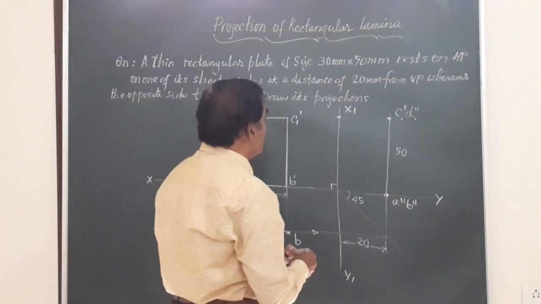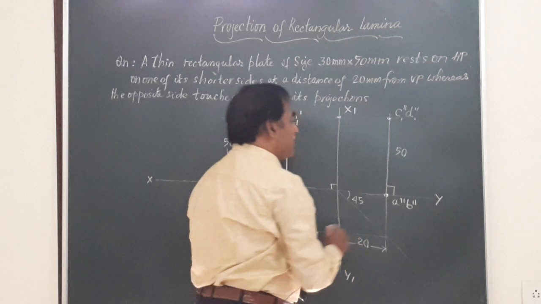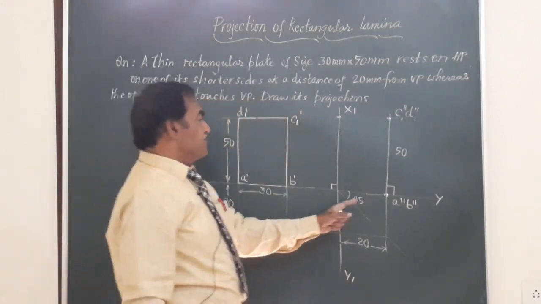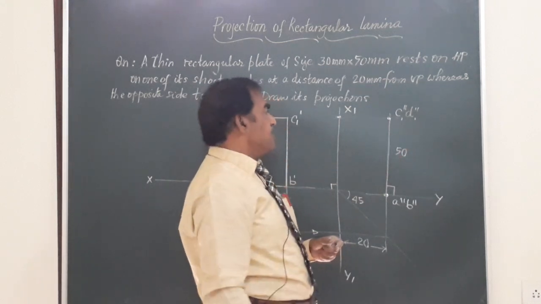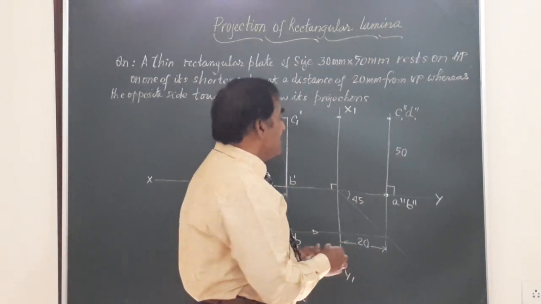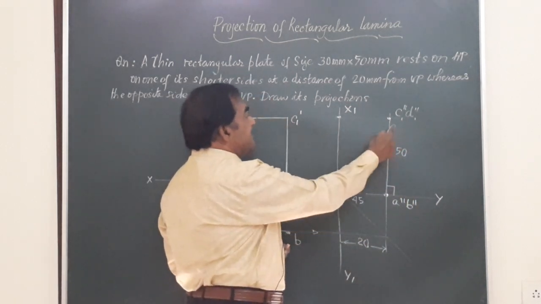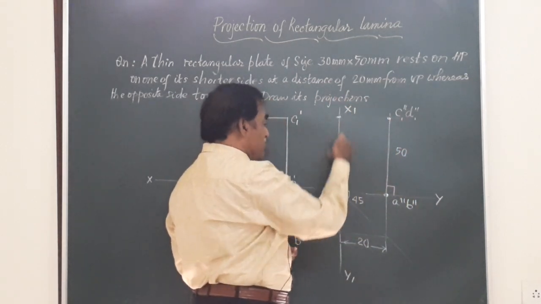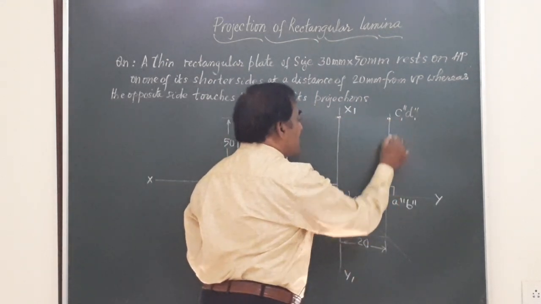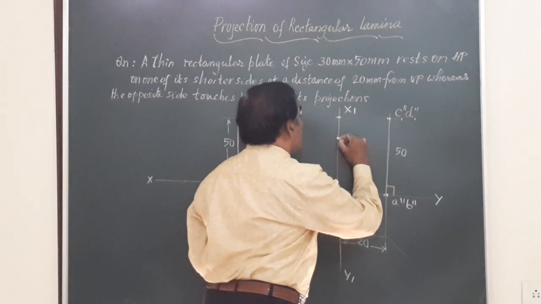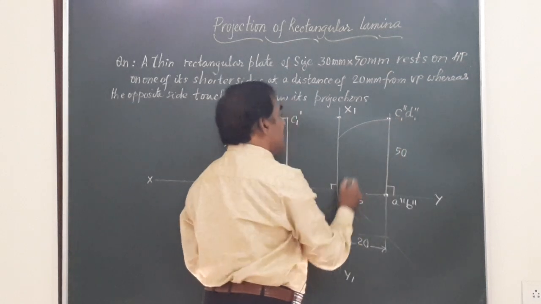Now what I do, the surface of the lamina is now perpendicular to HP. That is A double dash B double dash, C1 double dash D1 double dash is perpendicular to HP. But it says the side opposite to AB, the side opposite to AB is CD, that has to touch this vertical wall, that is VP. So taking this as center, this distance 50 mm as radius, I am going to strike an arc. I am going to draw an arc here.